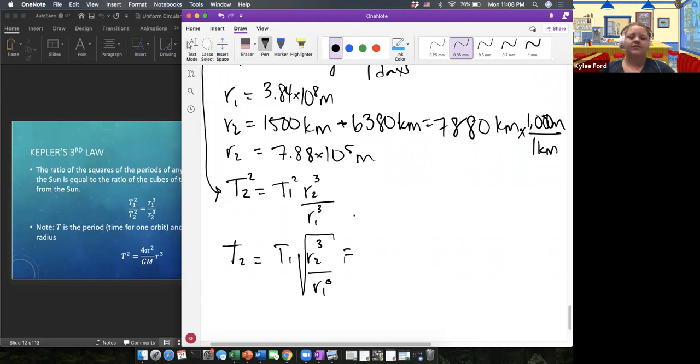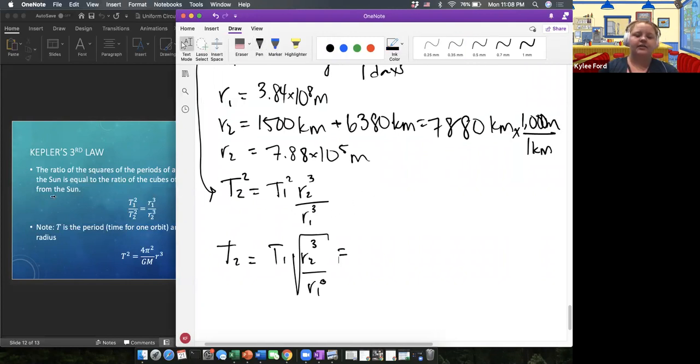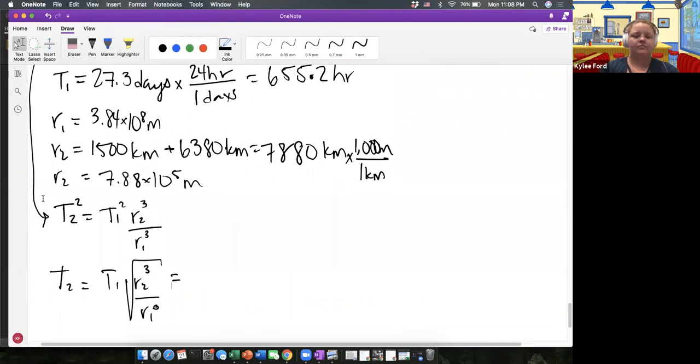So I can plug these values in. Let me go ahead and do that. Oh, my dog's whining. She's like, Mom, aren't you done doing physics? Never done.